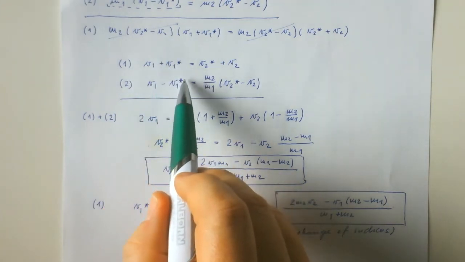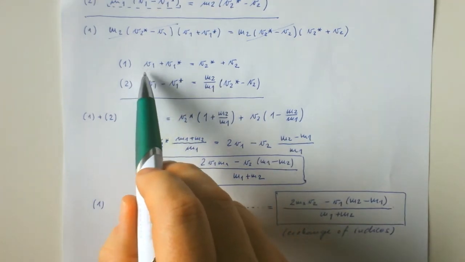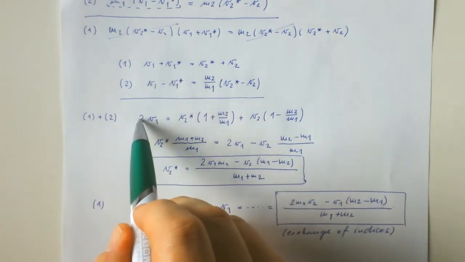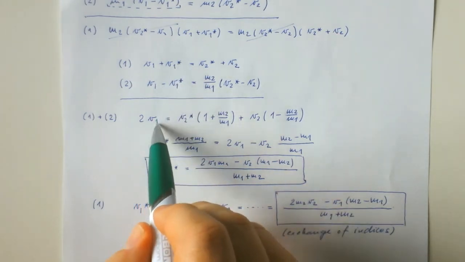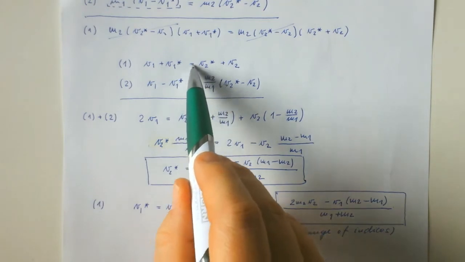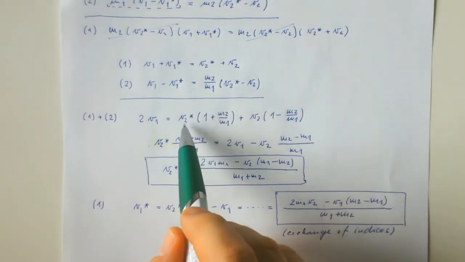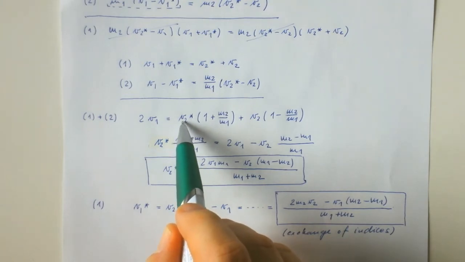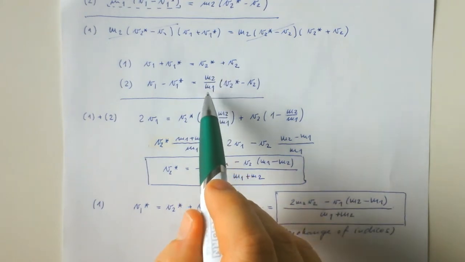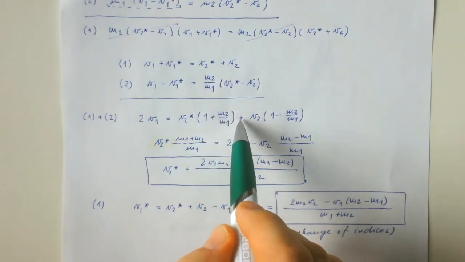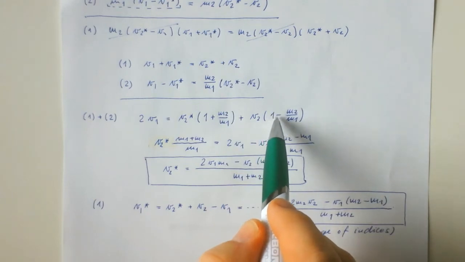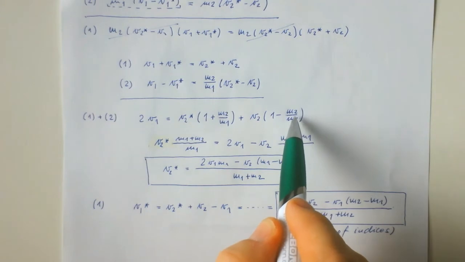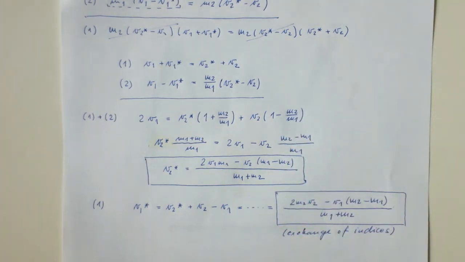So if we sum the left sides of the equations, there will be v1 plus v1, so it is 2 v1, and v1 star minus v1 star is 0, so it is the only term which remains here, is equal, and I sum these right sides of the equations, and I put out the brackets v2 star, so there is 1, and from here there is plus m2 over m1, plus I put out of the brackets v2, and from this equation there remains 1, and from this equation there remains minus m2 over m1.